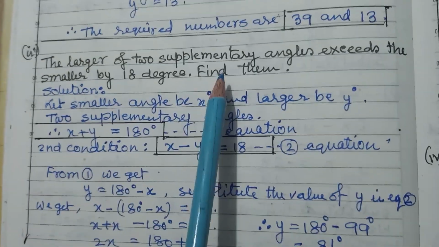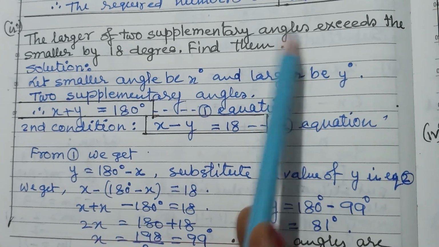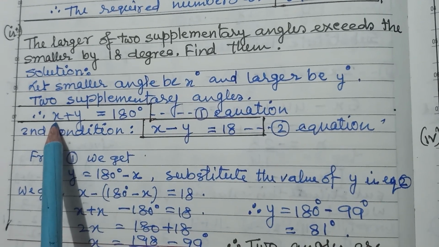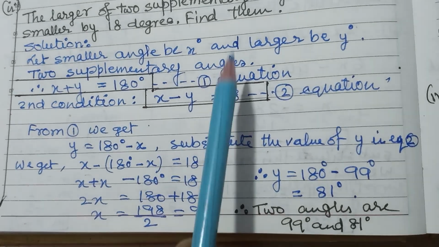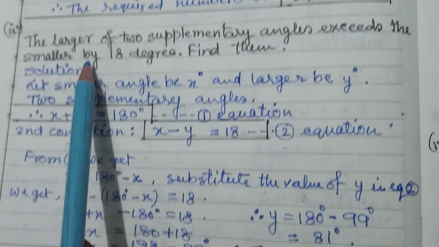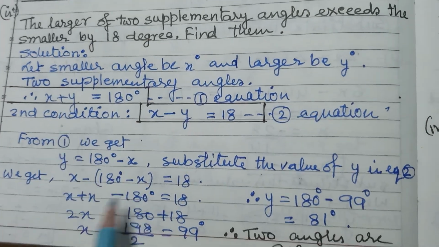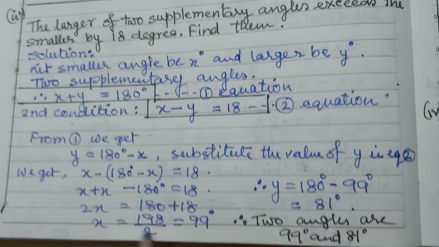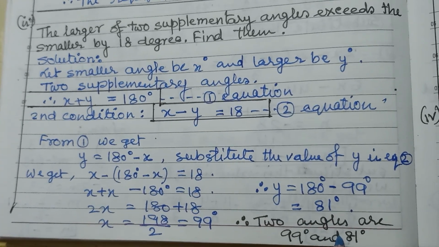Next: the larger of two supplementary angles. One condition has been given here: two supplementary angles. We know one angle is x, another is y. As they are supplementary, therefore x plus y is equal to 180. It is the first equation. Now the second condition: one angle exceeds the smaller by 18 degrees. The larger is x, which we have taken, so x minus y is equal to 18 is the second equation. Similarly, by the substitution method you solve, and x and y are 99 and 81, the two supplementary angles.